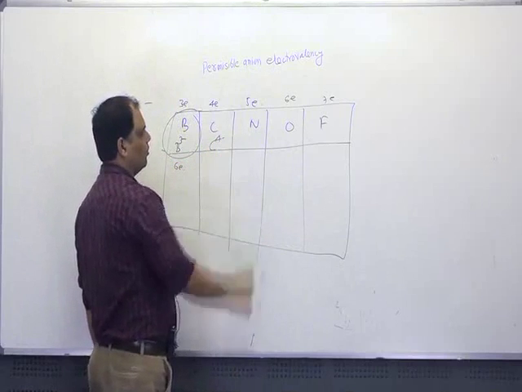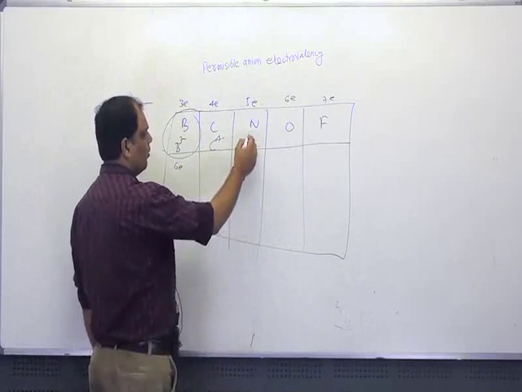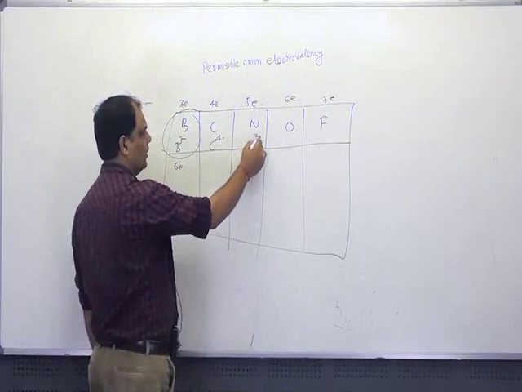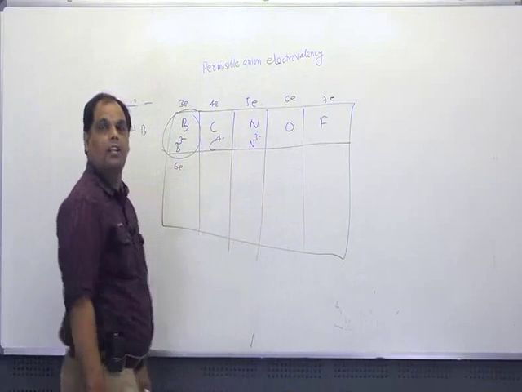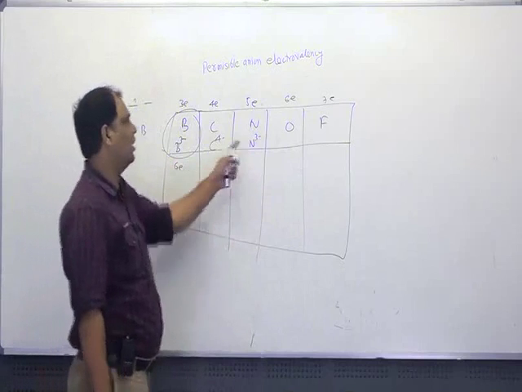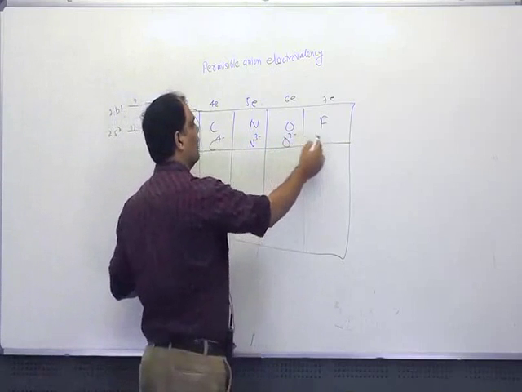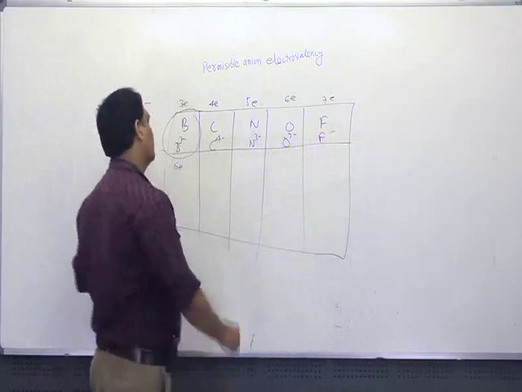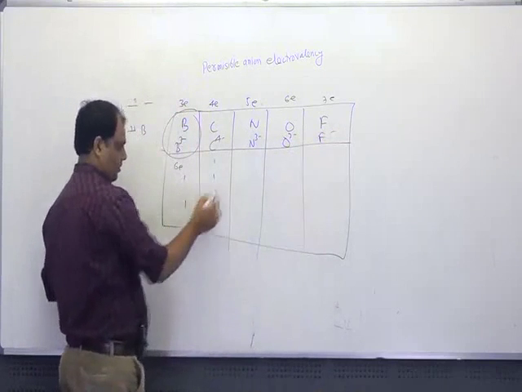So what charge should it take? 4 minus. Nitrogen has 5 electrons, it is 3 short of the inert gas. So what should it form? N3-. Now it has the inert gas configuration. Oxygen is 2 short and fluorine is 1 short. And similar is the case for their groups.